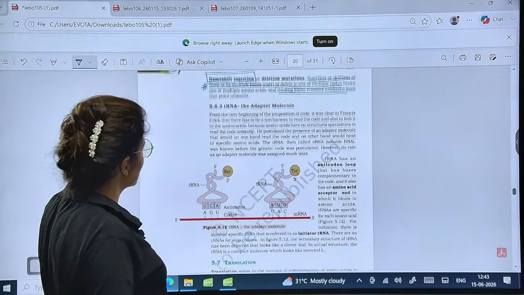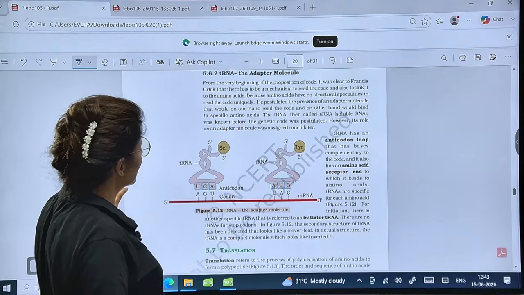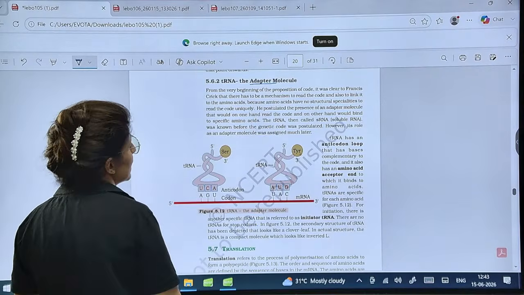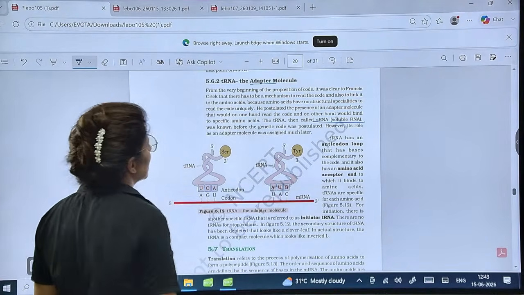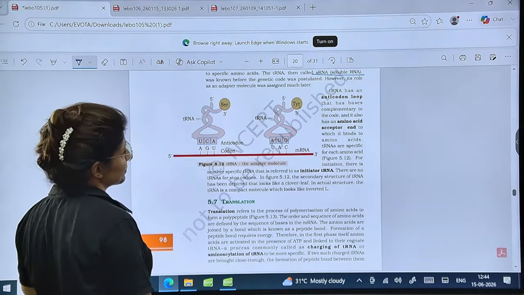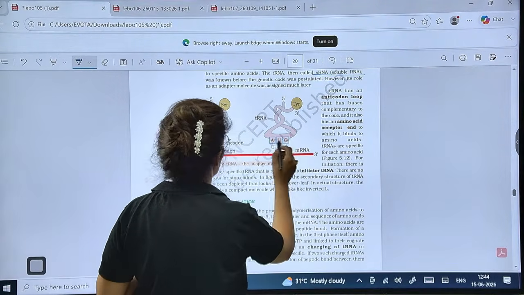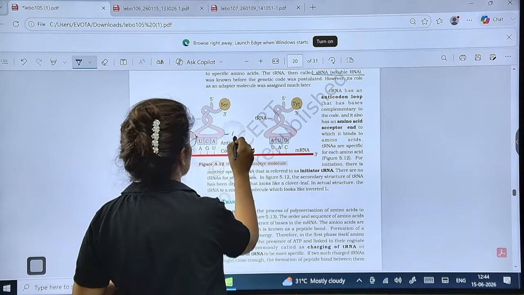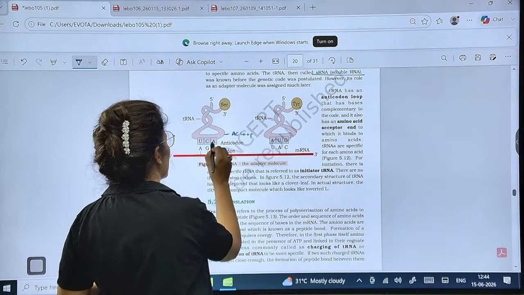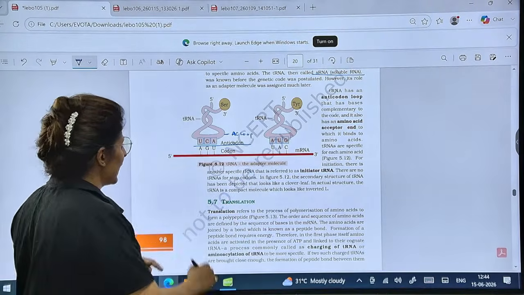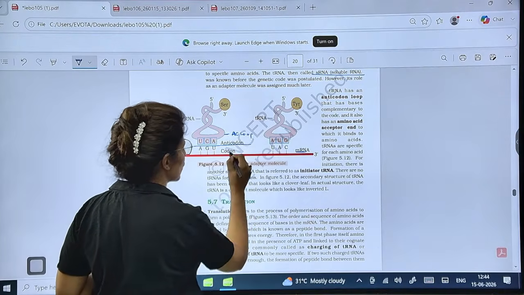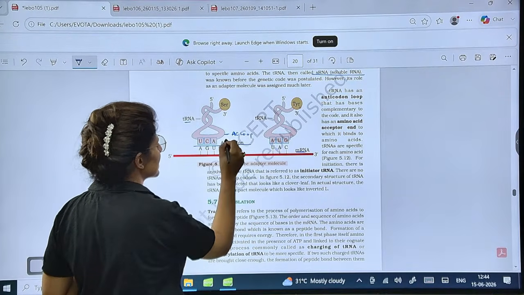Is that clear? Now, talking about tRNA, tRNA is the smallest of all the RNAs. It is known as soluble RNA and also the adapter molecule. Clear to everyone? Now, tRNA has an anticodon loop. So this is the anticodon loop, right? Because on the anticodon loop, we have this anticodon. So on mRNA, guys, we have codon. See, mRNA has codon, while tRNA has anticodon.